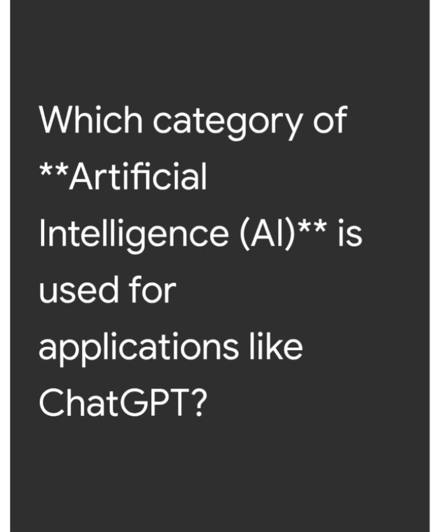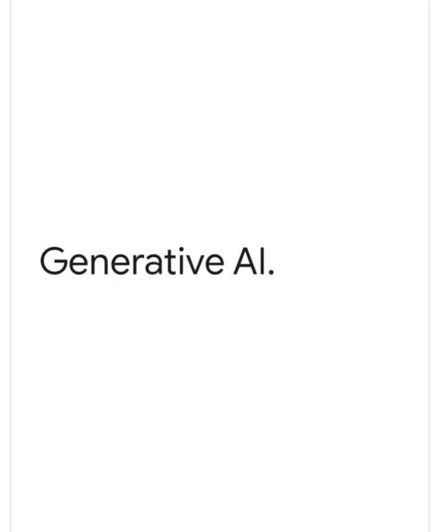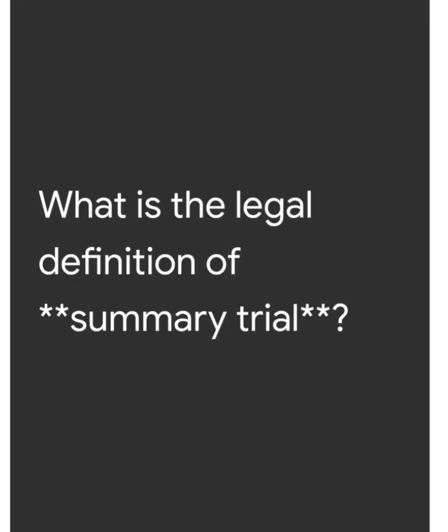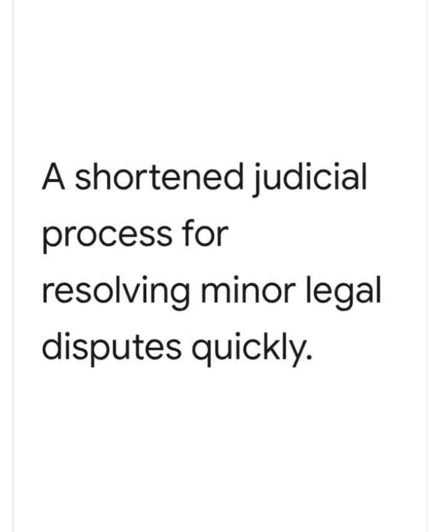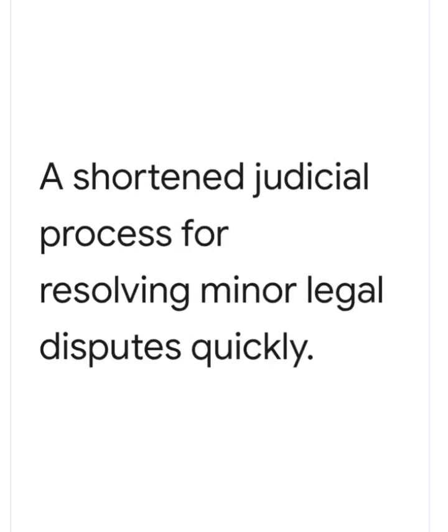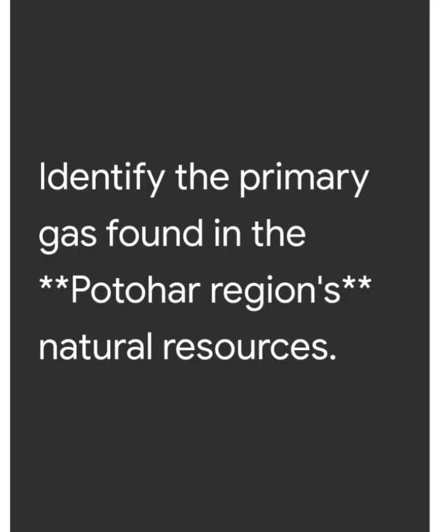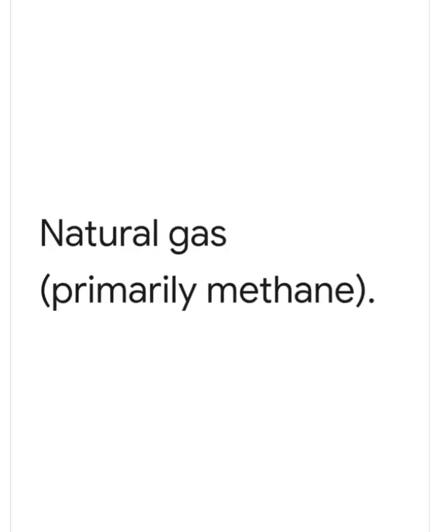Methane. Which category of artificial intelligence is used for applications like ChatGPT? Generative AI. What is the legal definition of summary trial? A shortened judicial process for resolving minor legal disputes quickly. Identify the primary gas found in the Potohar region. Natural gas, primarily methane.